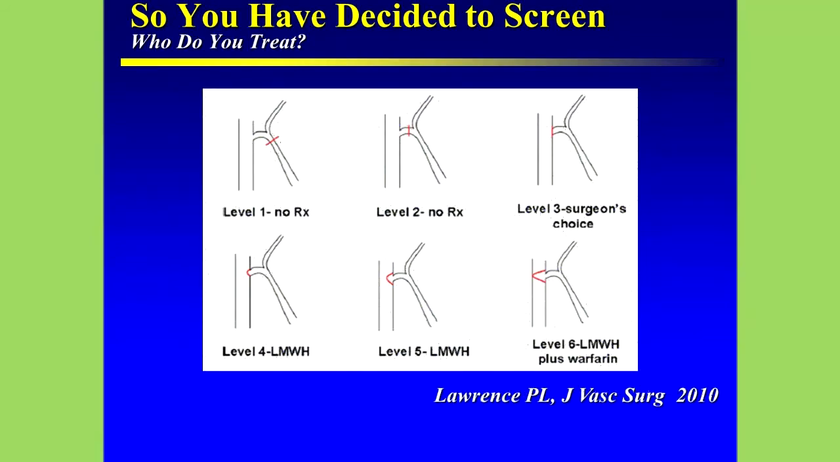That's a little bit different than this scenario proposed by Peter Lawrence and his group at UCLA. They divide the saphenofemoral thrombus extension into 6 levels, not 4 as Dr. Kabnick did, and they suggest that when you have flush occlusion, it's the surgeon's choice what to do. Once you get any extension into the common femoral vein, low molecular weight heparin, and if it's an occlusive thrombus, low molecular weight heparin plus warfarin.